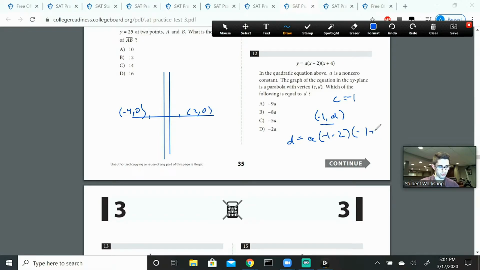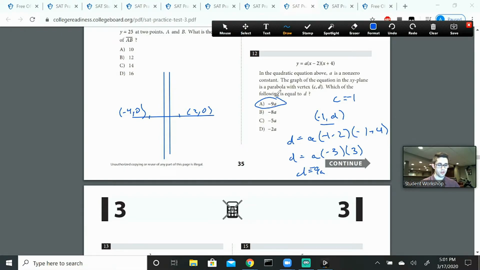negative 1 plus 4. And that's going to be d equals a times negative 3 times 3. And so d equals negative 9a. Don't forget your negative signs.